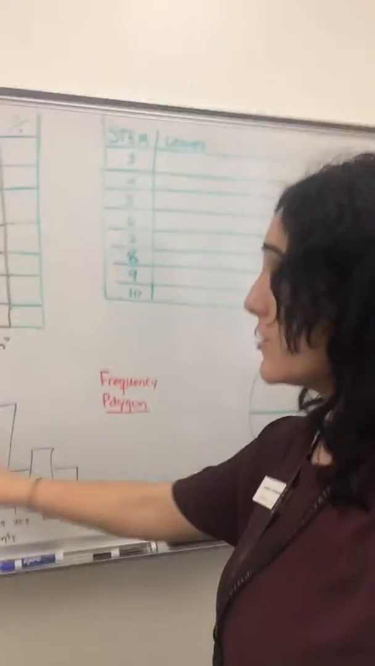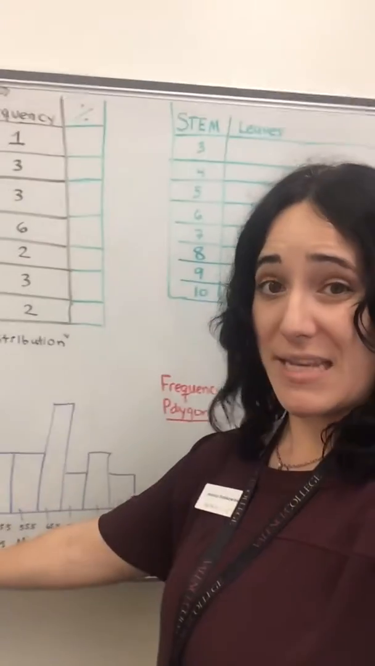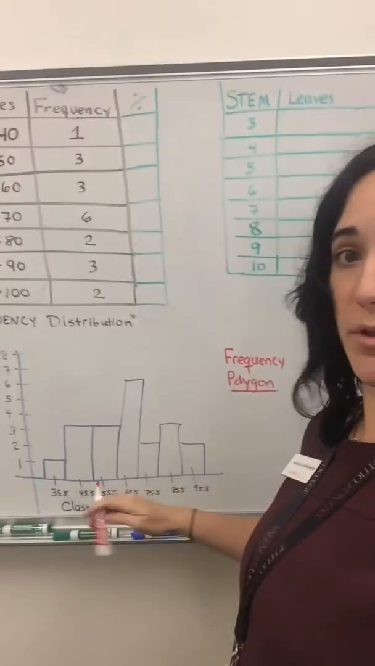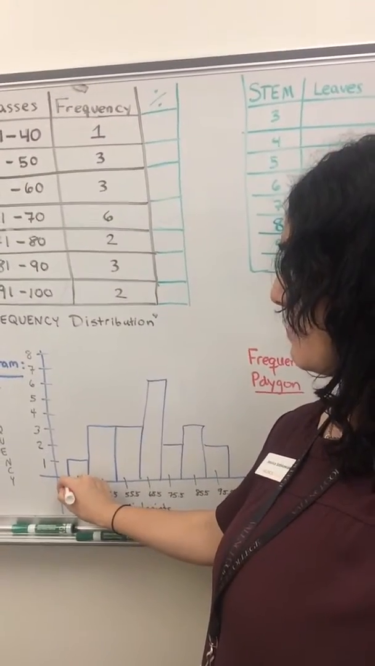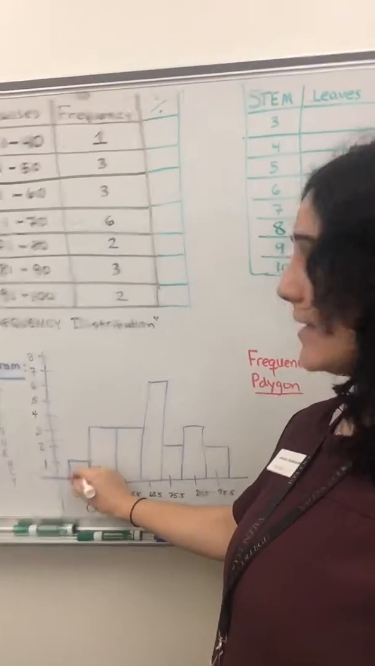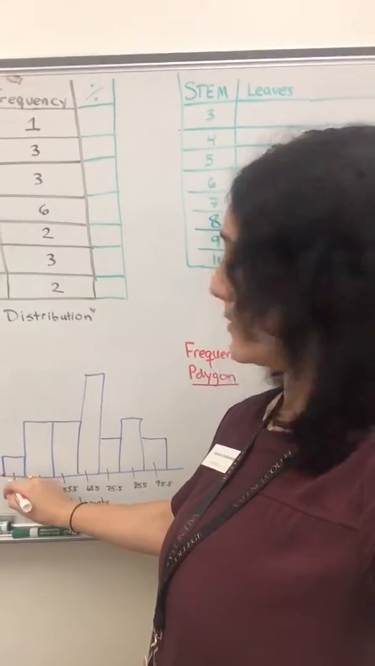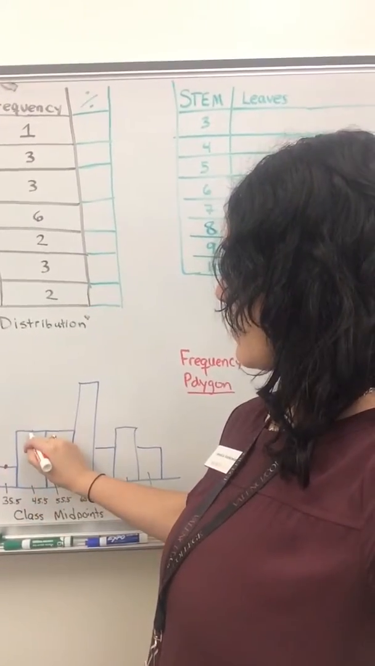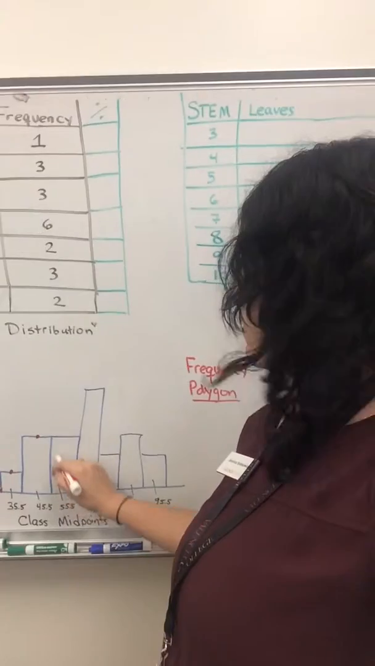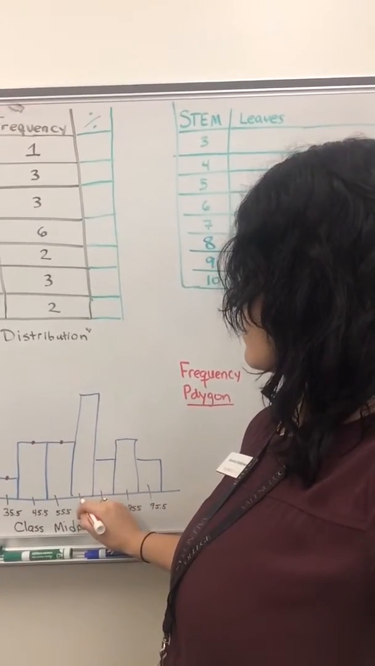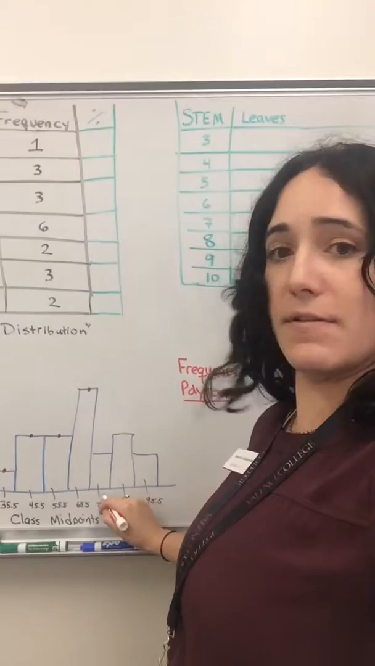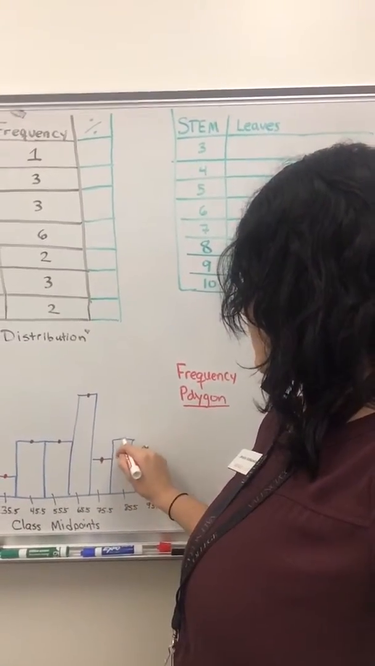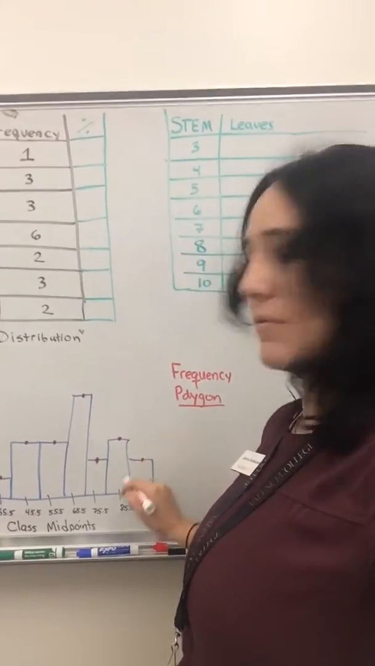Once we have a histogram from our frequency distribution, it's very easy to construct a frequency polygon. All we need to do is connect our dots, with our first dot being at the very beginning of our first bar, and then each of the next dots will be the height at our class midpoints. So at 35.5 we're at 1, at 45.5 we're at 3, at 55.5, 3, at 65.5, 6, at 75.5 we were at 2, at 85.5, 3, and at 95.5, 3.